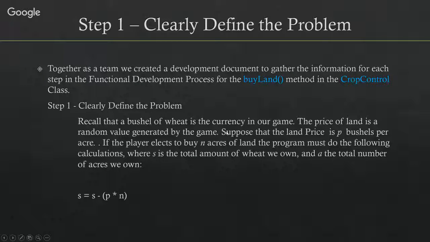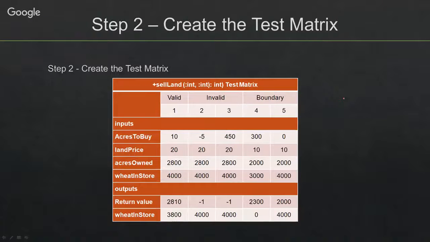So we have bushel of wheat as the currency in the game. The price of land is a random value generated by the game. After we add all of these together, we come up with an algorithm that's S equals S minus P times N. And so we go to start programming all of that.